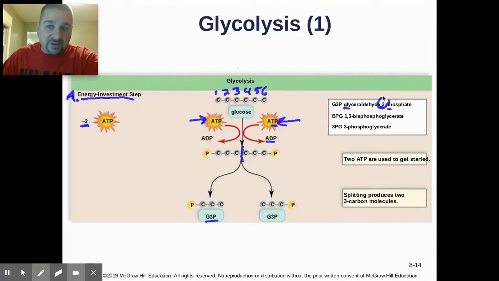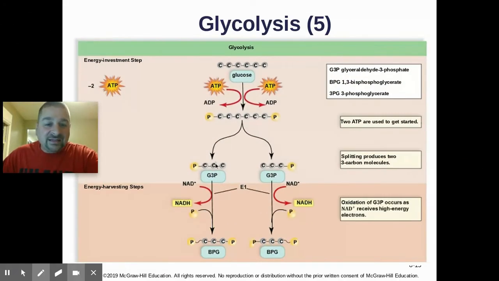Remember that the 3 tells us on which carbon that functional group is attached. So here's carbon 1, carbon 2, carbon 3. That phosphate is attached to carbon 3. Again, because of the way it's shown here, this is actually carbon 1, carbon 2, carbon 3. There's the phosphate attached to carbon 3. And that's where we get that name from.